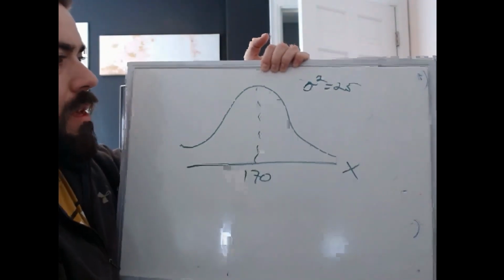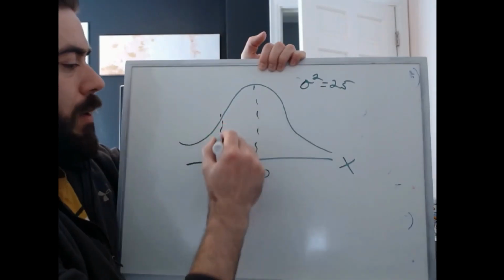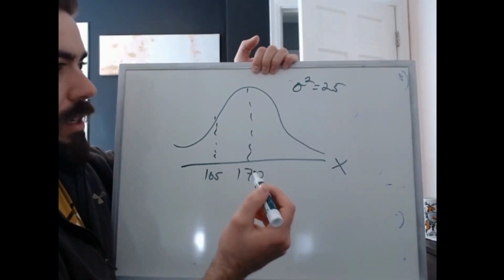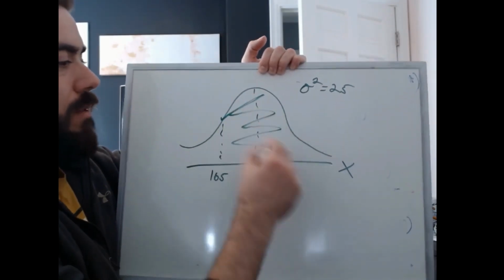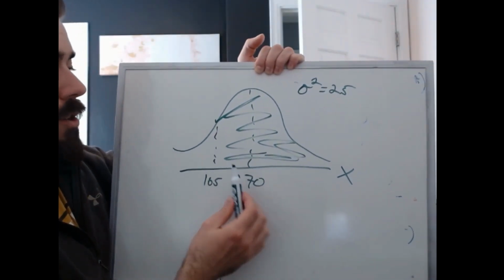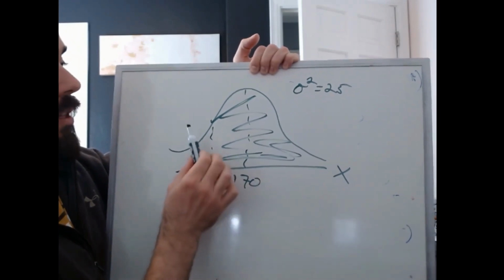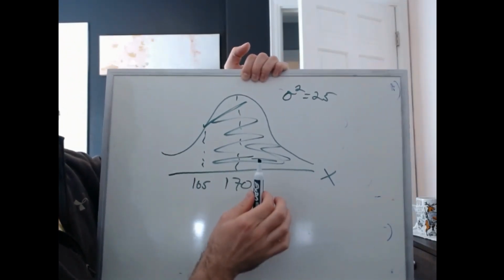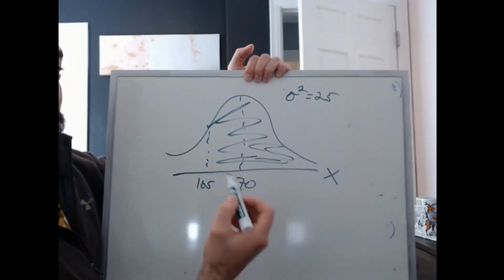So I want to know what's the probability if I select a single deer that it's greater than 165 pounds. Well, right away, I should know that the area to the right and left of the mean is 0.5, so this probably has to be greater than 0.5. If I actually look at the answer key, we'll go back.